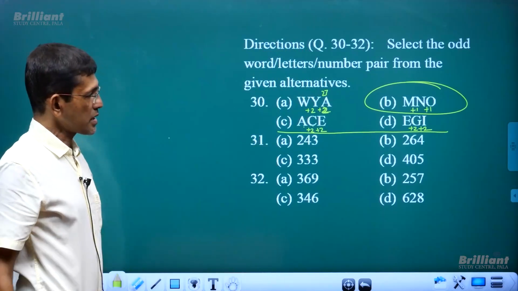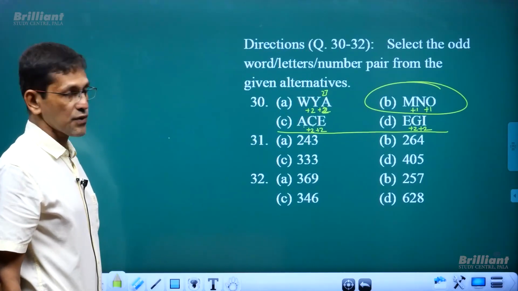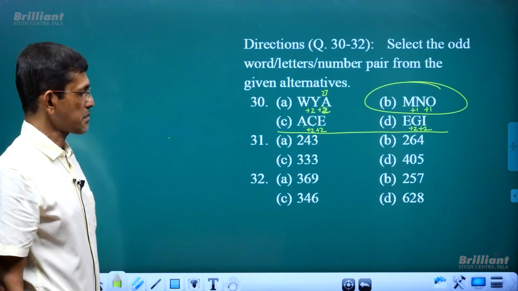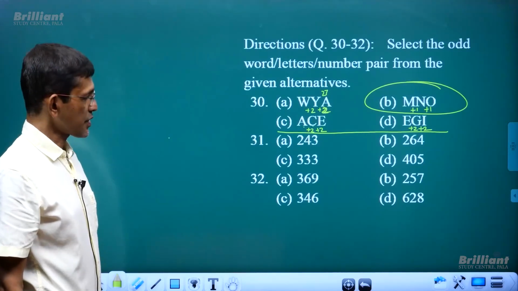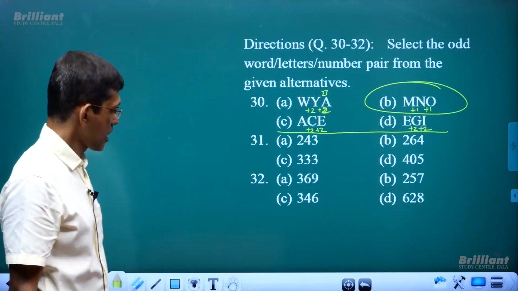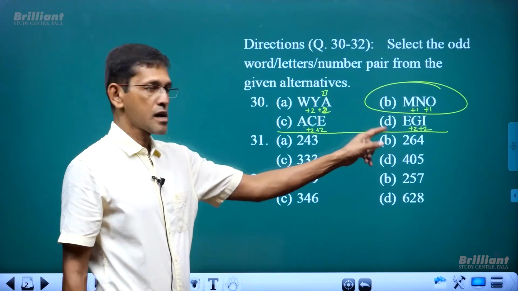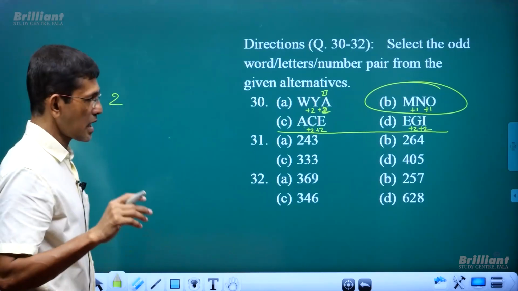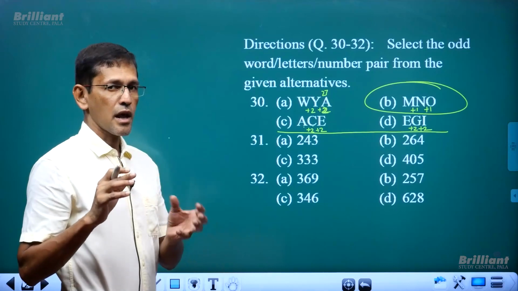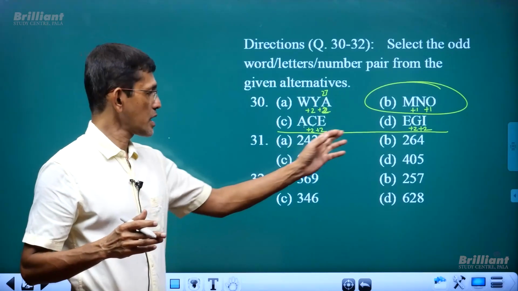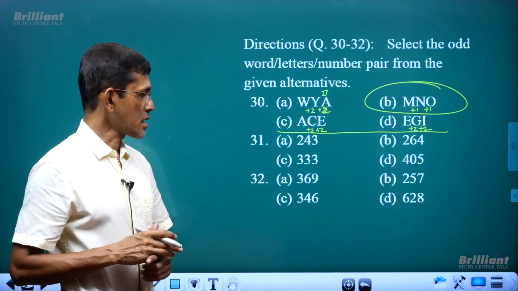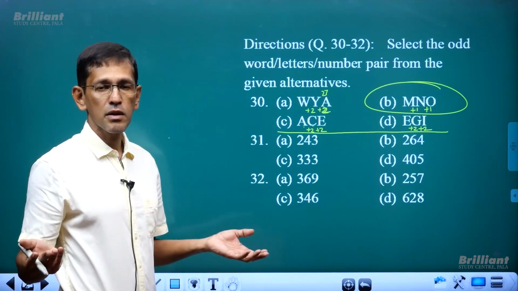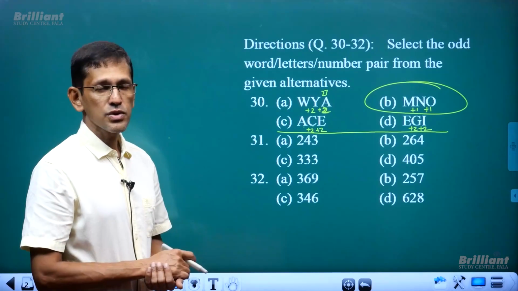And 243, 264, 333, 405. Well, do you see any kind of interesting pattern over there? 243, well, sometimes if you are not really getting any exact pattern or a number which is different from the group, you may look at whether any one of these is a perfect square or a perfect cube, or sometimes 3 of them are perfect squares, 1 is not a perfect square, those kinds of possibilities.